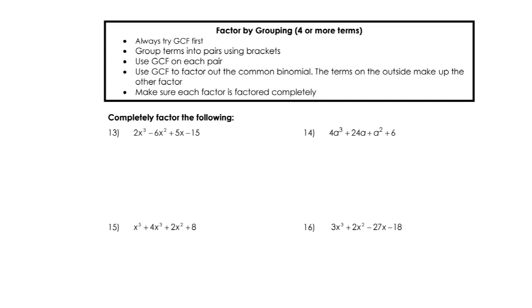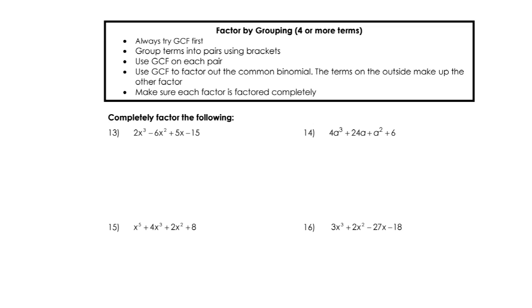Okay, we're on the back of day 2 notes, and we are going to talk about the last type of factoring for today, and it is called factor by grouping. Remember that the first type of factoring you should always check for is greatest common factor, so we're still going to check for greatest common factor.